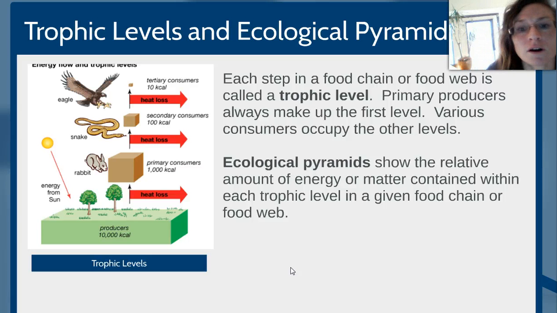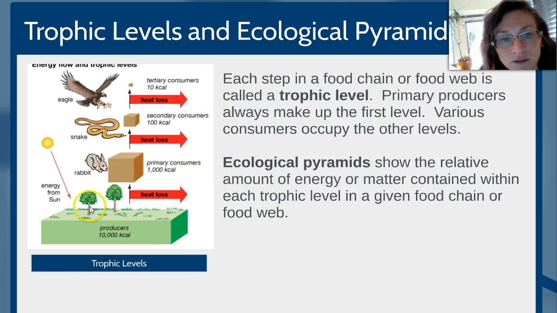Okay, then there are trophic levels and ecological pyramids that we've talked a little bit about in class already. But basically what a trophic level is, it's each step in a food chain or a food web. And remember I said that primary producers always make up this first level. And they're getting that energy directly from sunlight. A primary consumer then is something that directly eats the producers. Okay? And then you have a secondary consumer, which eats the primary consumer, who ate the primary producers. And then you have tertiary consumers, which eat the secondary consumer, and so on and so on. So these are all different trophic levels.